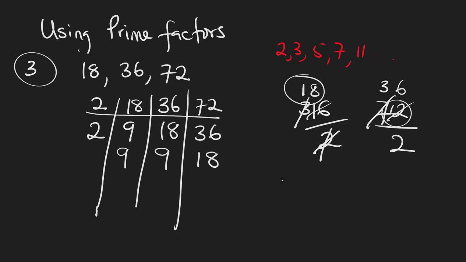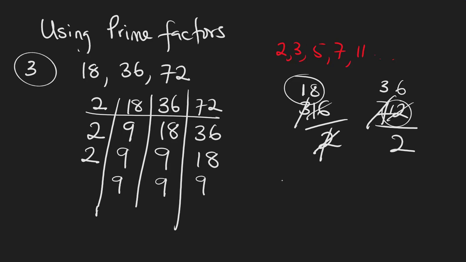Right? Can 2 still go into any of these? Yes, 2 can go into 18, so we are going to use 2 again. 9 divided by 2 is not possible, and 18 divided by 2 is 9. Are we there? Can 2 divide into any of these? No, 2 cannot. So we move to 3.